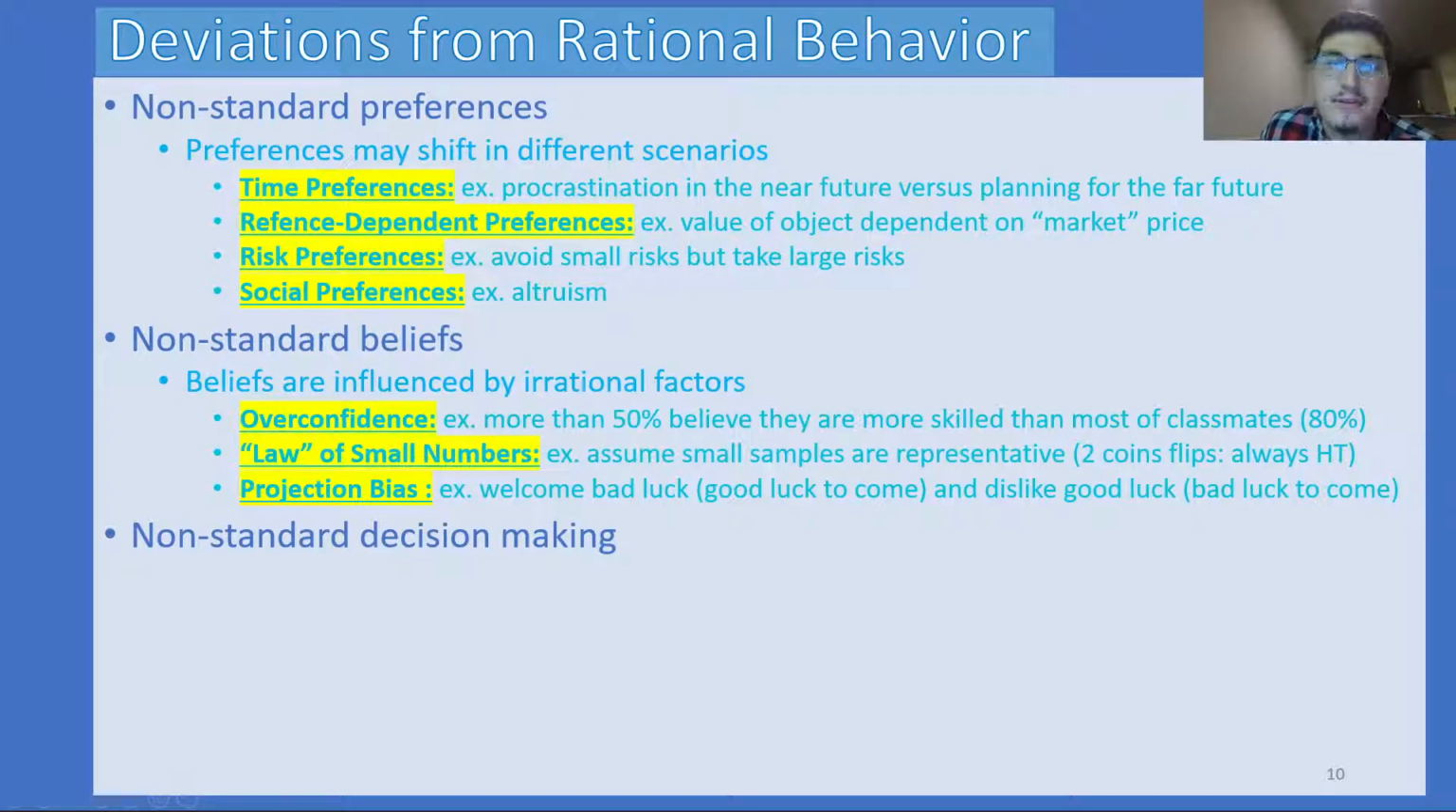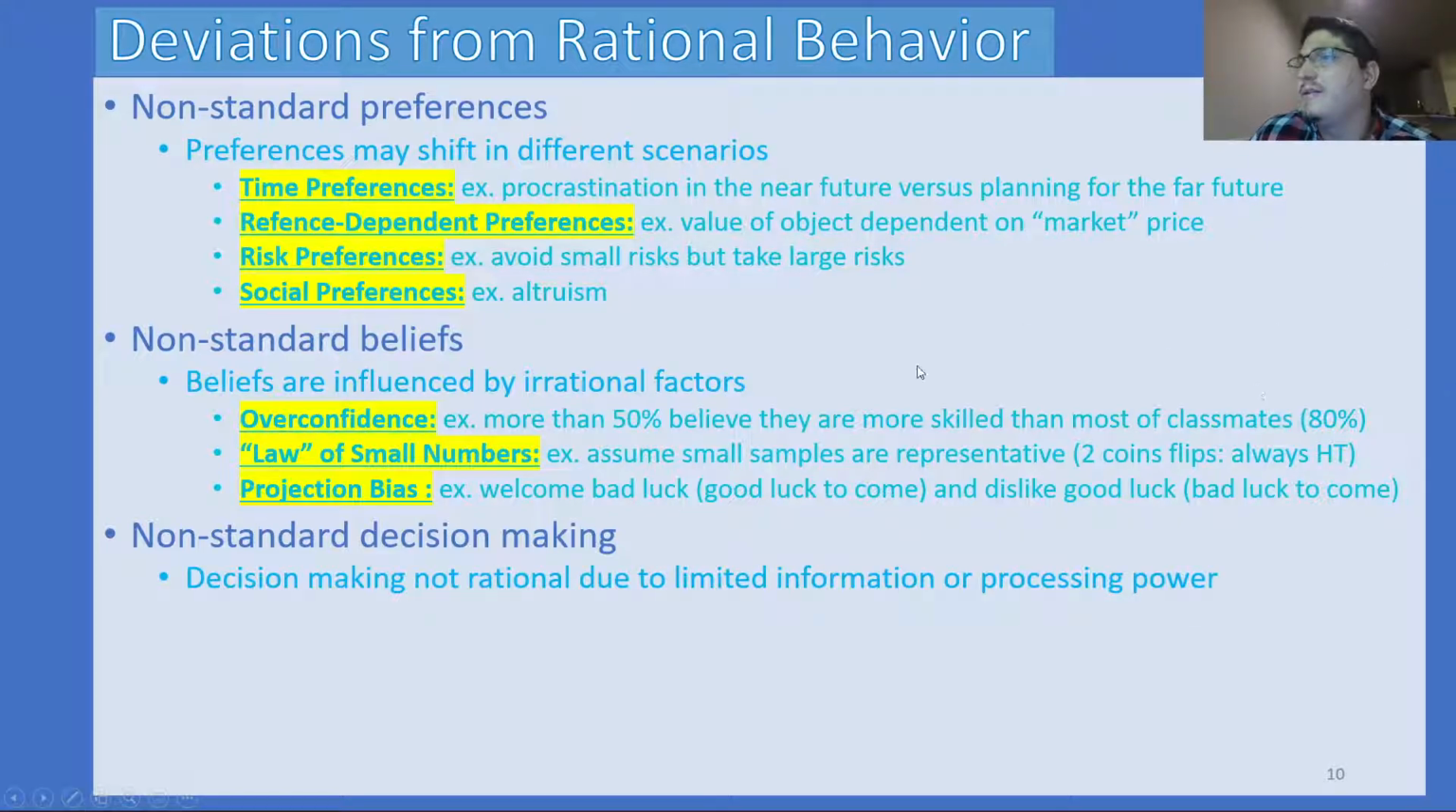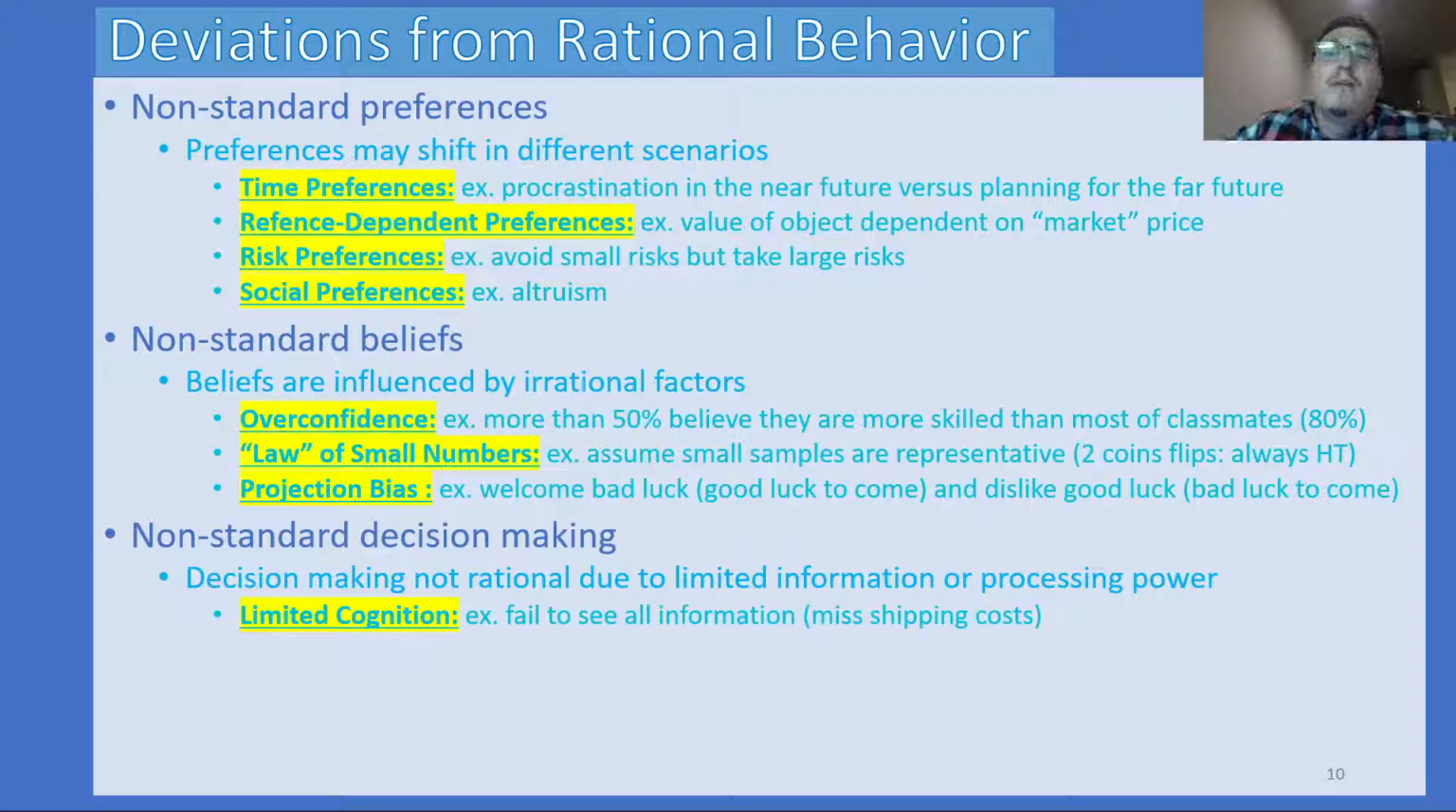Then our third class of deviations from rational behavior here is non-standard decision making. This is that decisions may not be rational. They are due to either limited information or limited processing power. It's hard to think and make perfect decisions all the time. These are just a few of the examples that could lead to non-standard decision making.